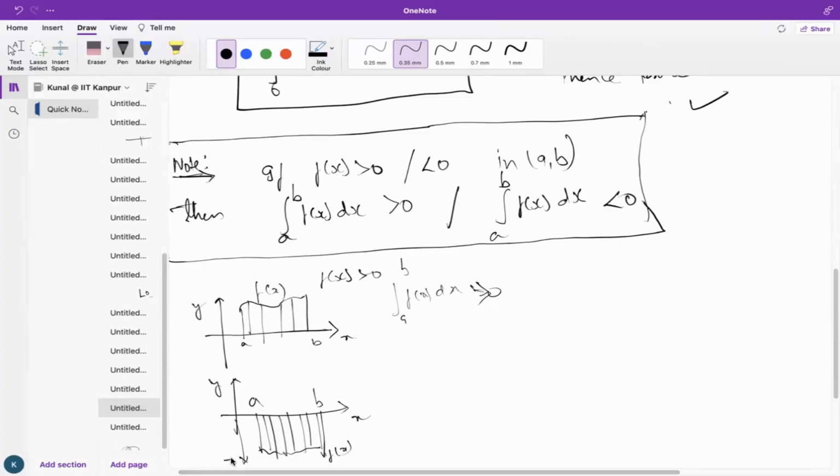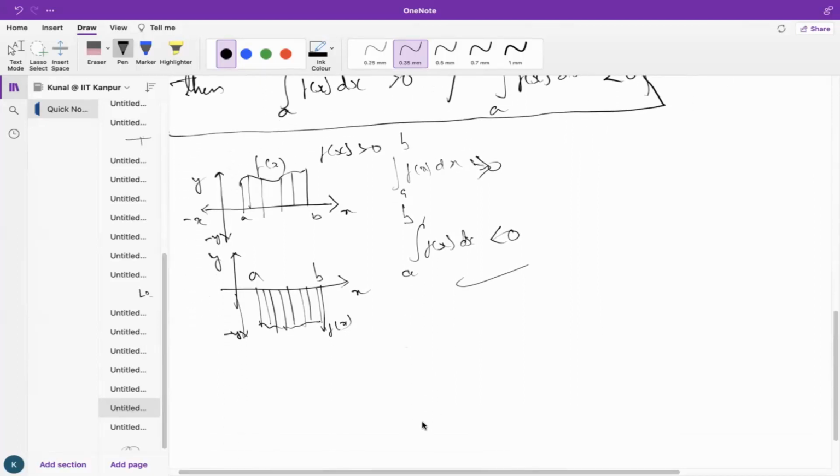This is minus y, right? The value of the function is negative. So in the integral of f(x) dx, the area lies below the x-axis, so the area will be negative. I hope it's clear to all of you.